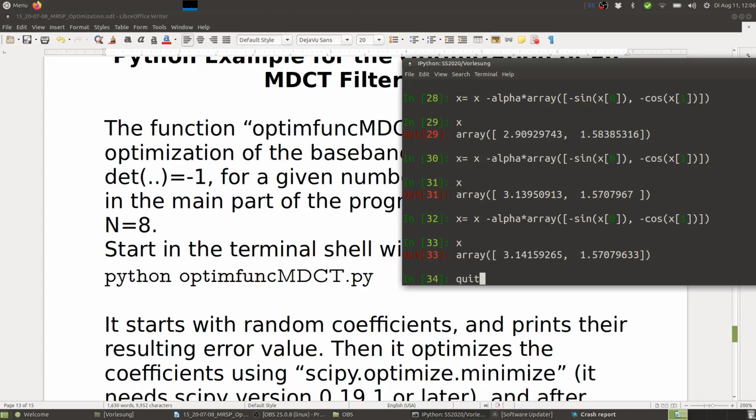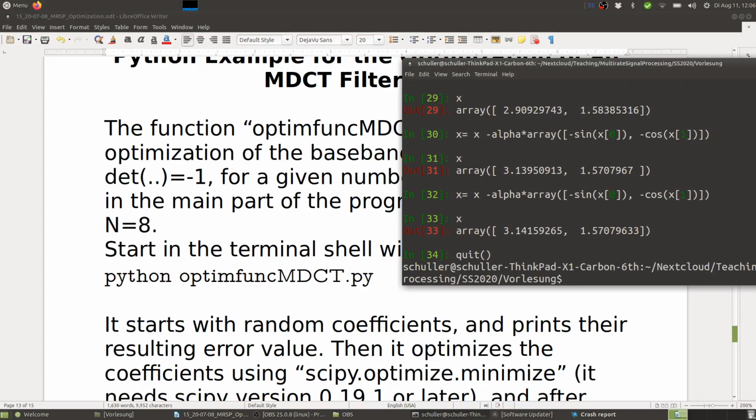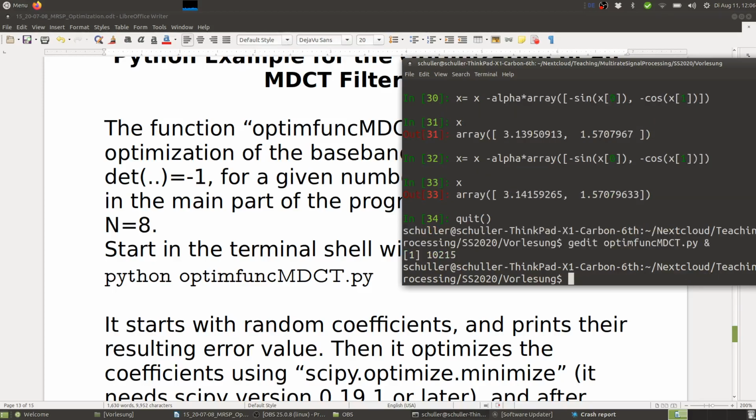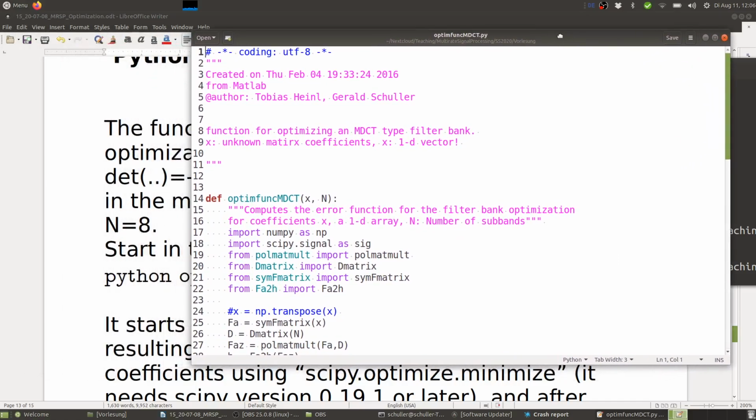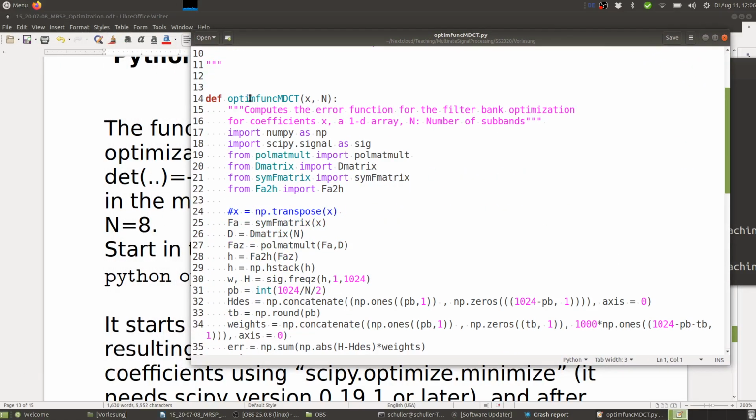So let me quit this and open gedit optimfunc mdct. And here you can see it. So here's now our error function or objective function for the optimization.